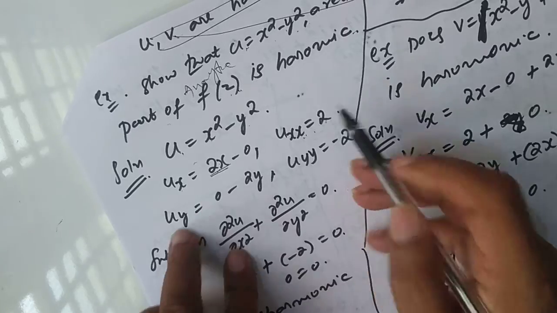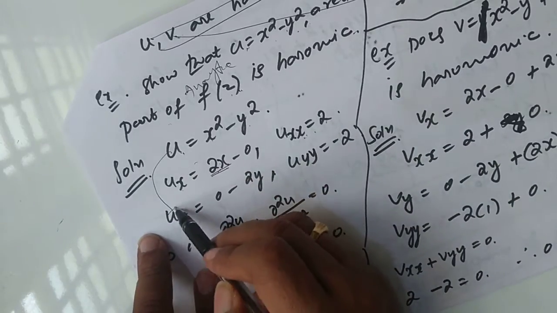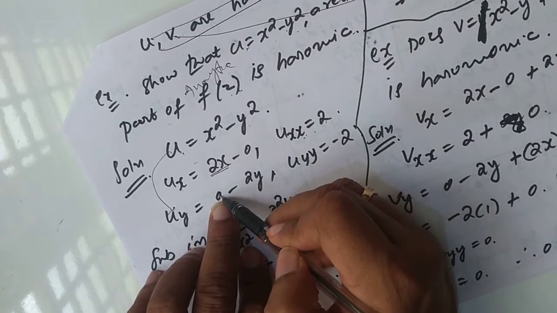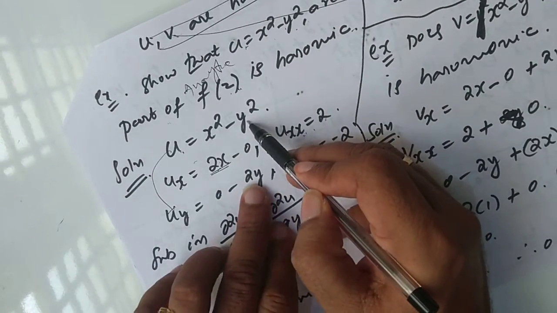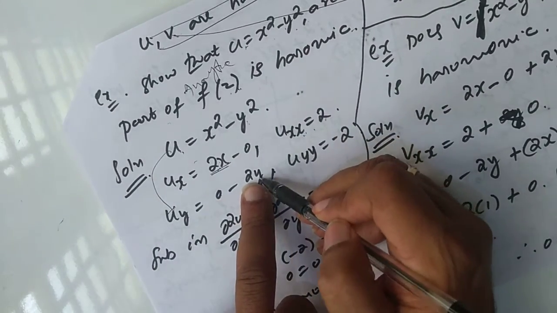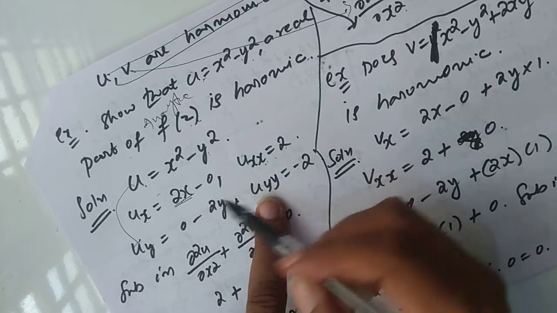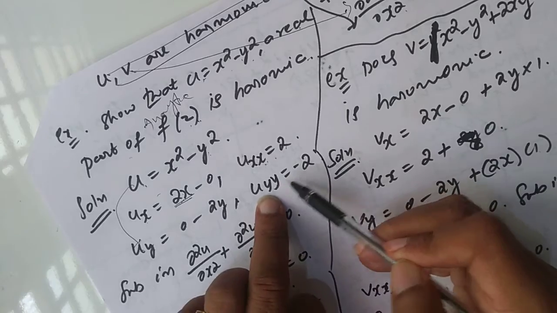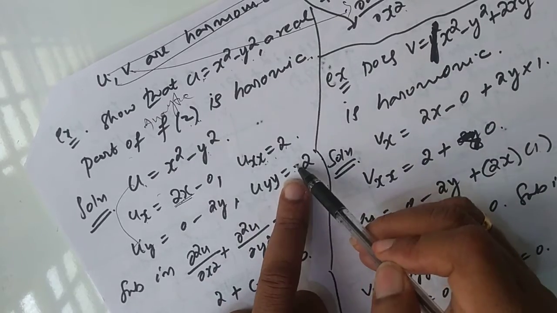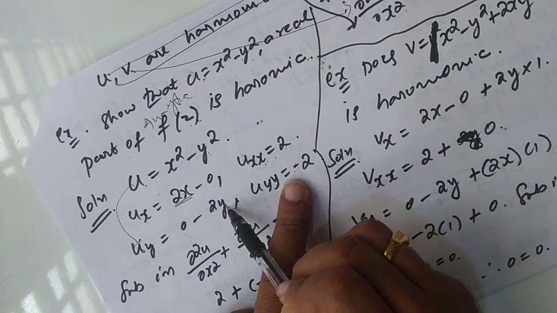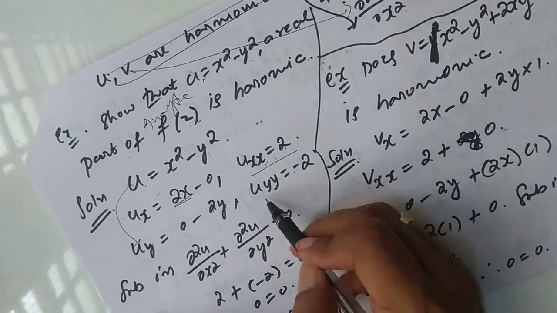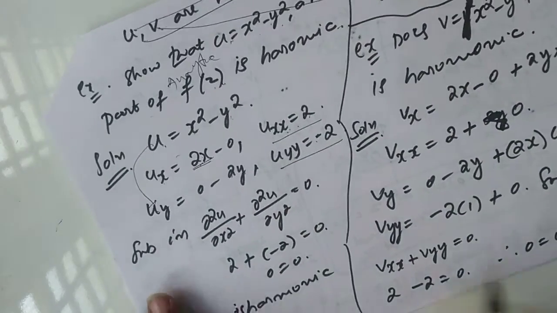Differentiation of 2x is 2. Similarly from u, find uy, with respect to y. With respect to y, x is constant, so 0. With respect to y, y squared differentiation is 2y. Now again let us differentiate this uy. If I differentiate, uyy is equal to minus 2, take it outside, differentiation of y is 1. So you got uxx is equal to 2, uyy is equal to minus 2.